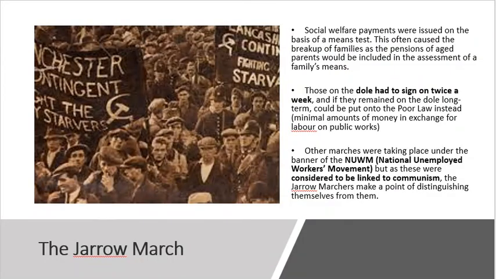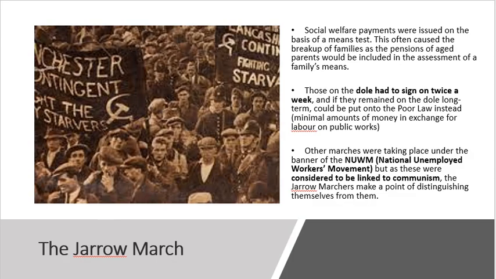Now, what did the government do to help? Well, the government did do a small bit to help at the very beginning in Jarrow, but it wasn't really enough. Okay, so social welfare payments were issued on a basis of a means test. Okay, this often caused the breakup of families as the pensions of aged parents would be included in an assessment of a family's means. Okay, so basically, guys, they would do a means test, and this was basically to decide how much money that family needed.